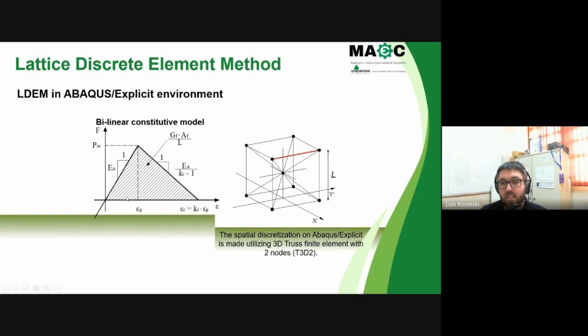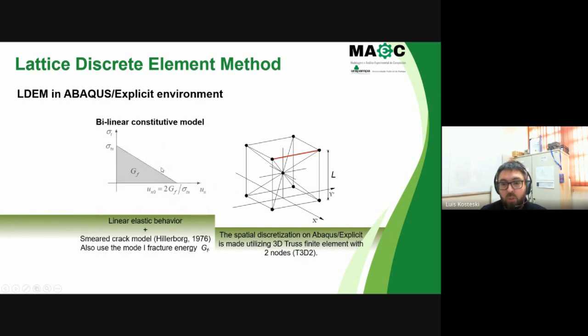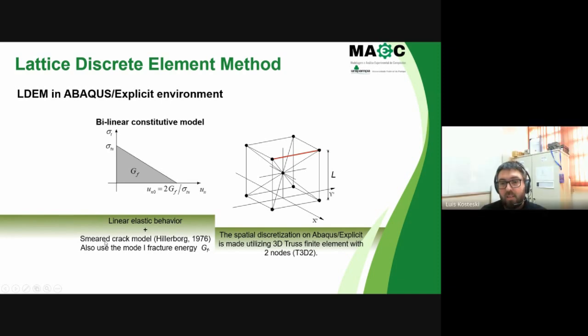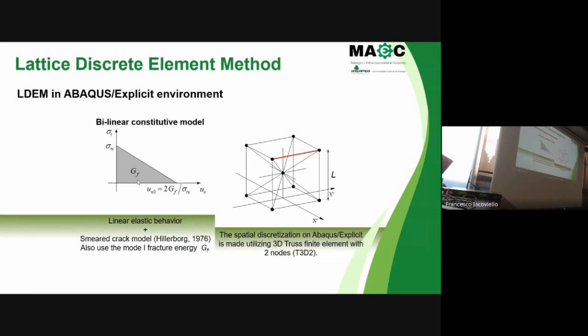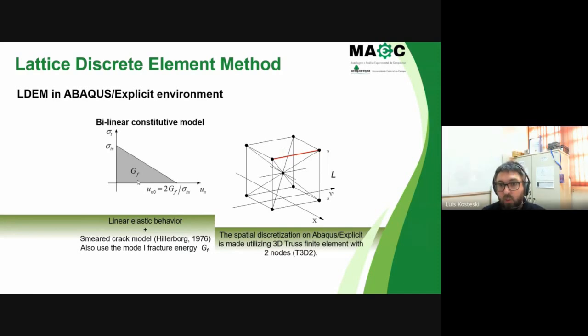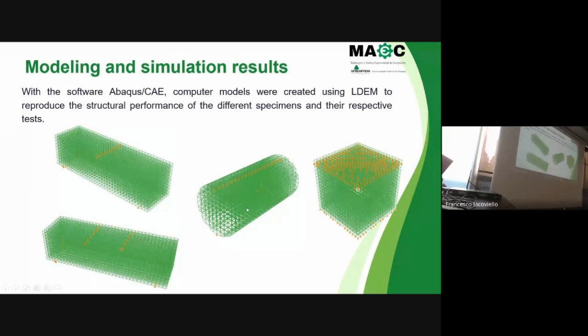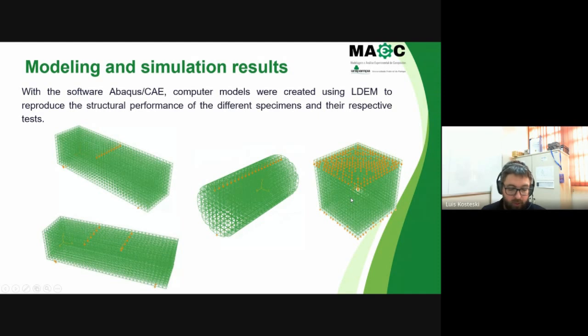To represent the bilinear constitutive model, we use a combination of linear elastic behavior plus a numerical model that also uses the fracture energy as a property. It is very similar to what we use. Then, utilizing this model, we do the 4 tests that we did experimentally.